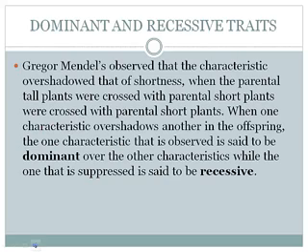Now let's talk about dominant and recessive traits. Gregor Mendel observed that the characteristic of tallness overshadowed that of shortness when the parental tall plants were crossed with parental short plants.